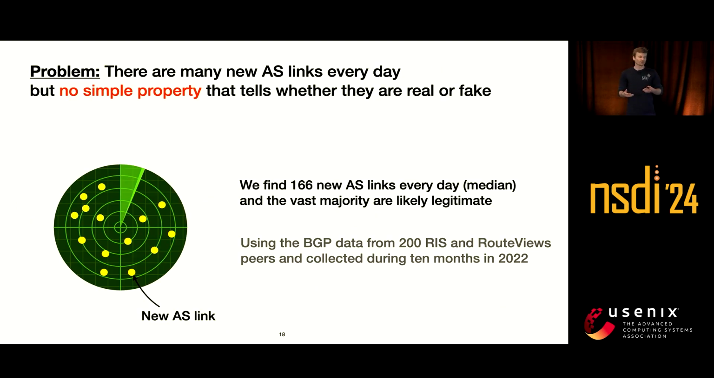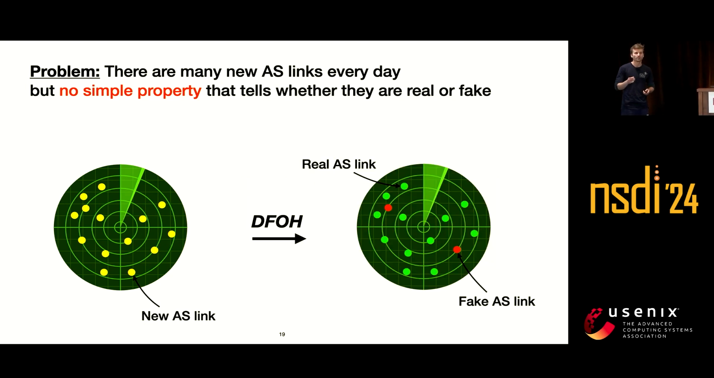Okay, so we actually took BGP sessions from RIS and RouteViews, and we found that every day there are about 166 new links that appear, and we don't know which ones are legitimate and which ones are fake, okay? So the goal of DFOH is to actually discriminate the fake AS links from the real ones. And this is challenging because probably most of them are actually legitimate and only a few of them are fake.